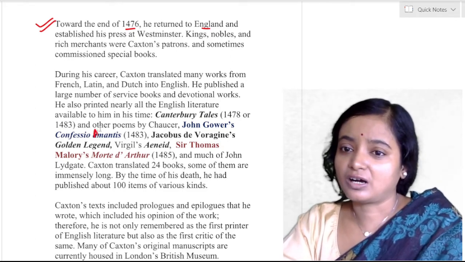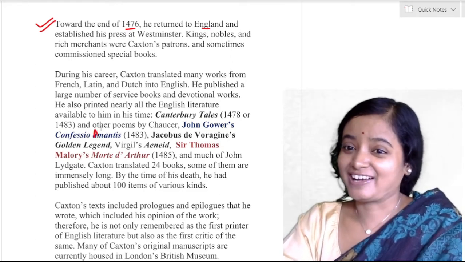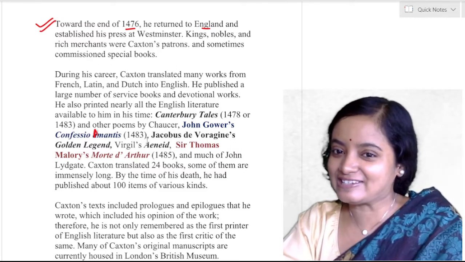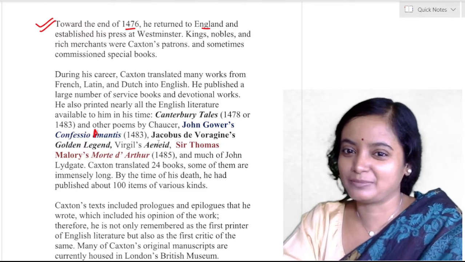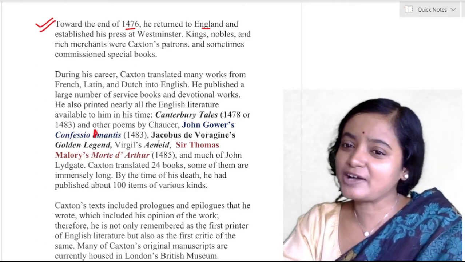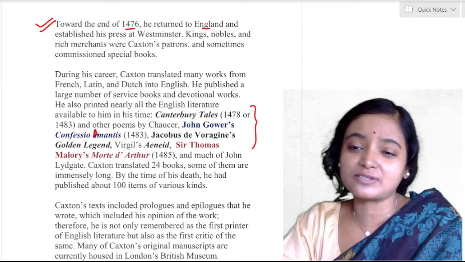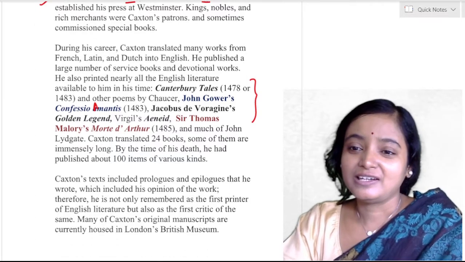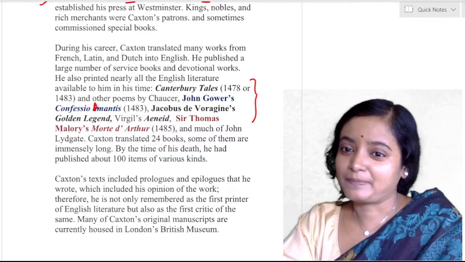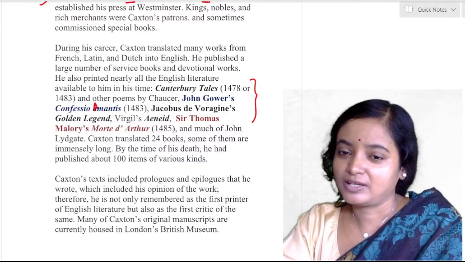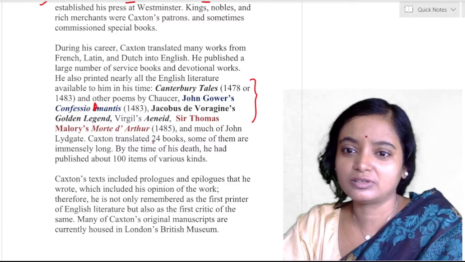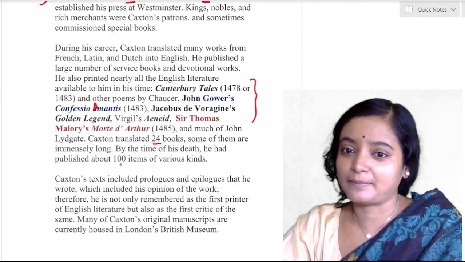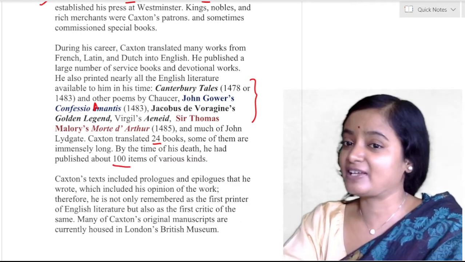Jacobus de Voragine's Golden Legend, Virgil's Aeneid, Sir Thomas Malory's Morte d'Arthur, and much of the contemporary famous literary pieces were translated, sorry, not translated, but published by Caxton. Lydgate's poems. He published John Lydgate's poems. He translated around four books, and some of them were immensely long. By the time of his death, he had published about 100 items of various kinds.